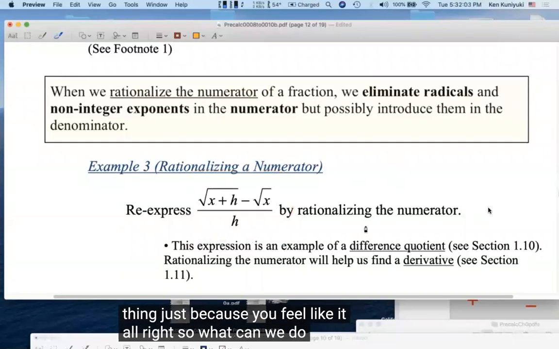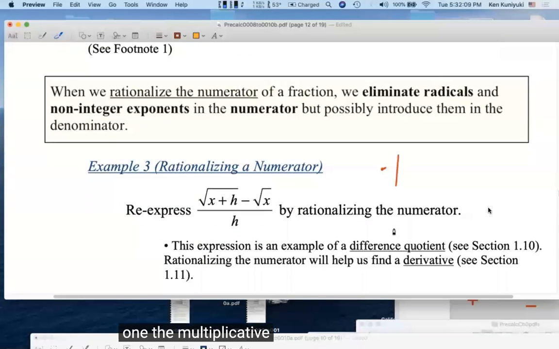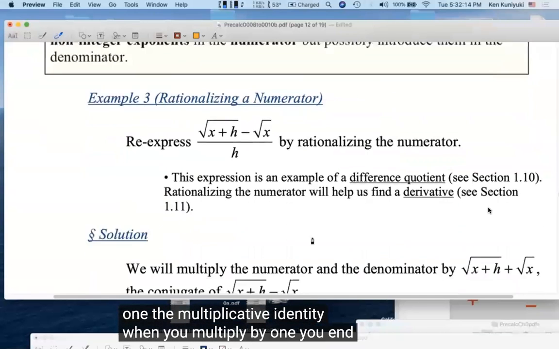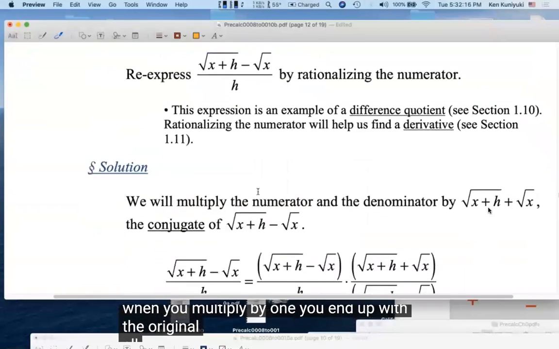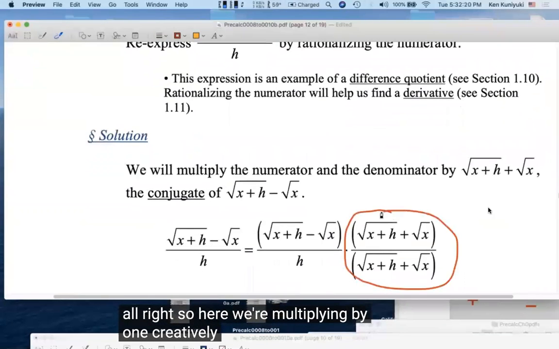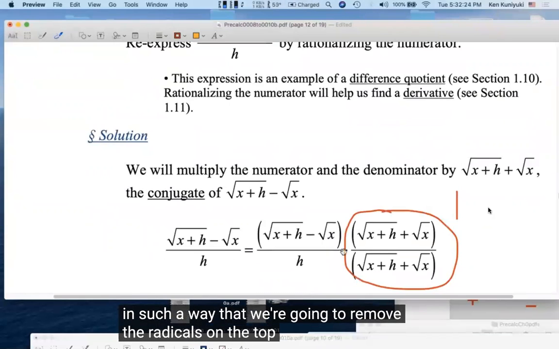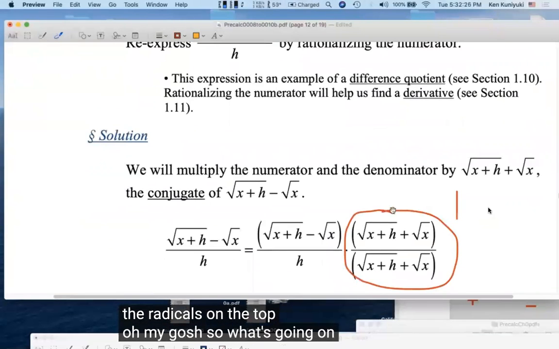All right, so what can we do? We can multiply by what magic number? 1, the multiplicative identity. When you multiply by 1, you end up with the original. All right. So here, we're multiplying by 1 creatively in such a way that we're going to remove the radicals on the top. Oh my gosh, so what's going on here?